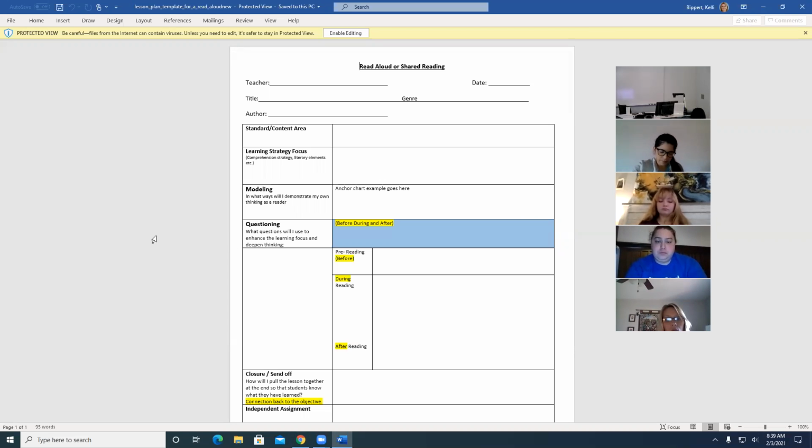Questioning before and after. Pre-reading, what kinds of questions am I asking to activate background knowledge? Activating that schema. What kinds of questions will I ask as I read the text?